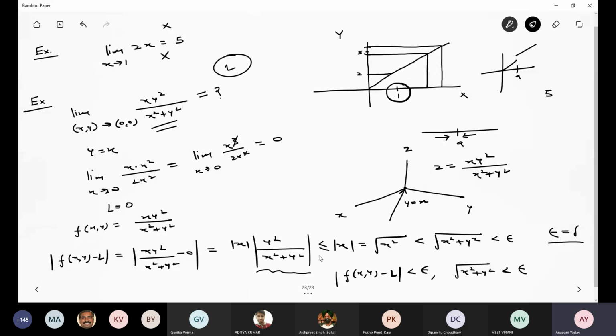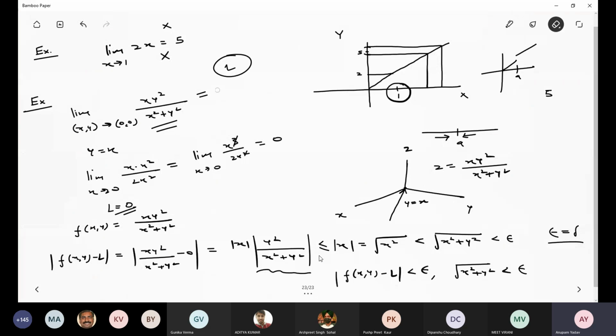Or you can choose any value of epsilon greater than 0, because this value is always going to be a positive quantity. So mod f(x,y) minus L, if you choose any value less than epsilon, it will be true whenever under root x square plus y square is less than delta. So it means the definition which we stated just now is satisfied for this particular function. So this guess was not only a guess, it was actually the limit of this particular function.